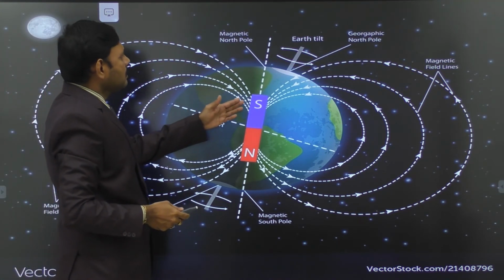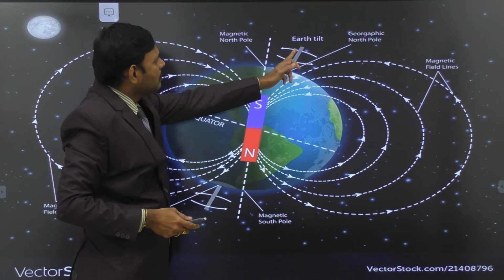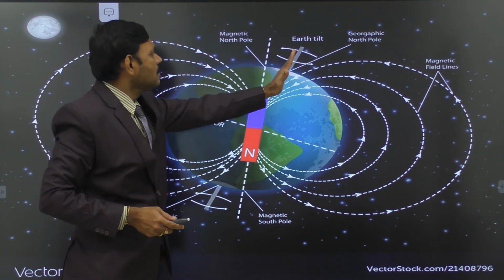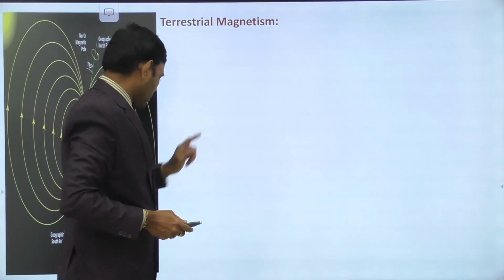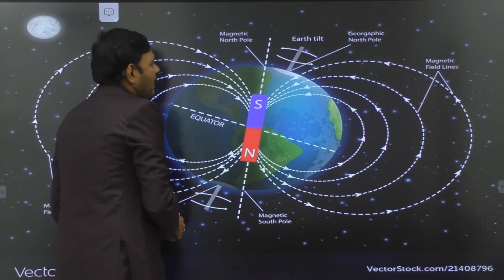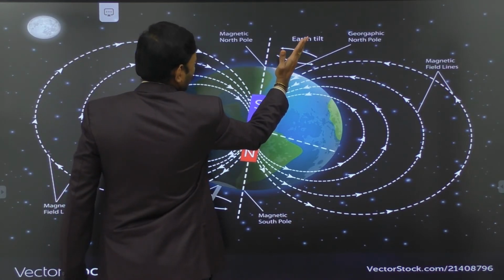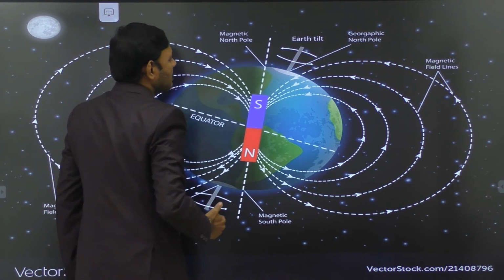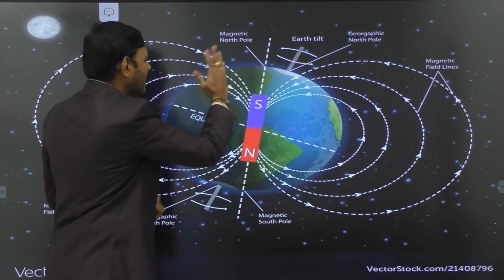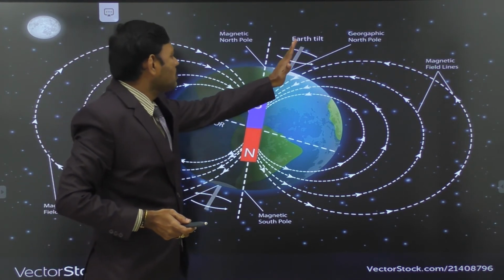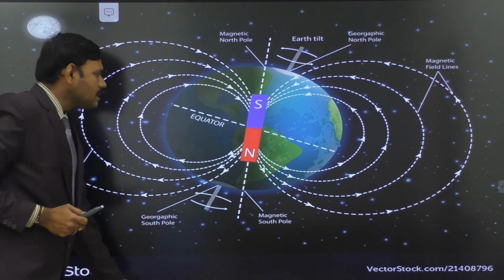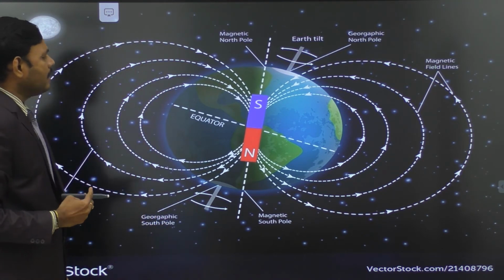The plane that passes through the geographic axis, we have two planes now. Let us see this video. Here the plane passing through the geographic axis is the geographic meridian. The vertical plane that passes through the magnetic axis is the magnetic meridian. We have two meridians. The plane that passes through the magnetic axis is the magnetic meridian.